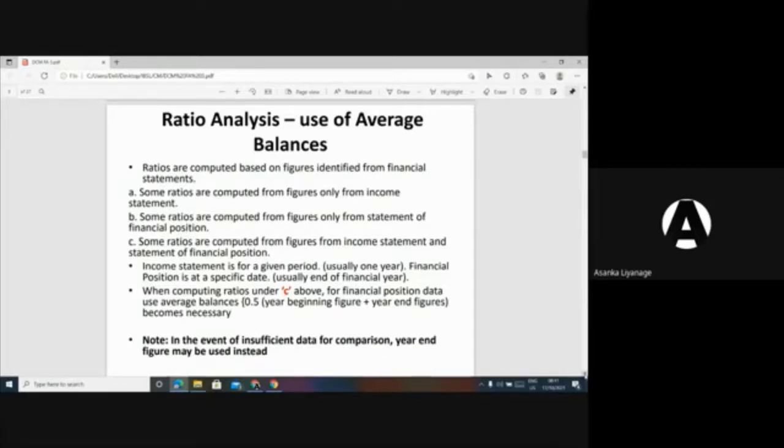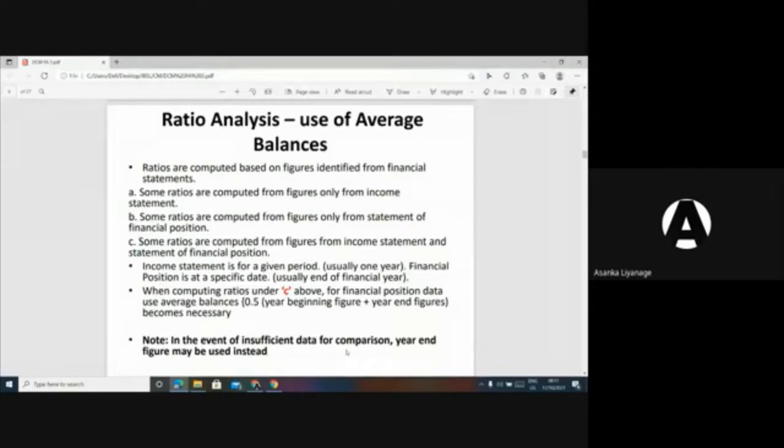right? Therefore, income statement is prepared for a particular period, whereas balance sheet, you prepare it for a specific date, not for a period. Right. The income statement is for a given period, usually 1 year. Financial position as at a specific date, usually end of the financial year.